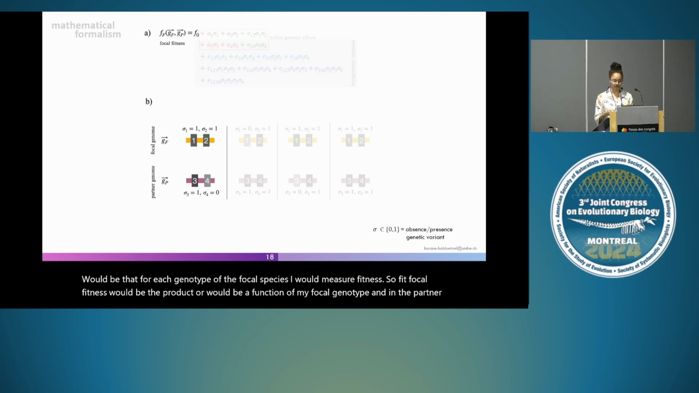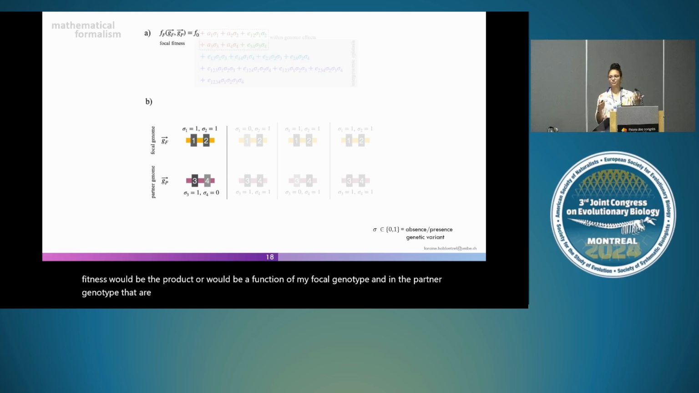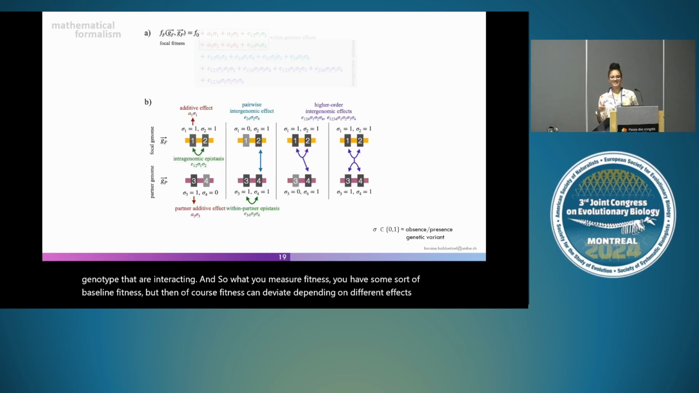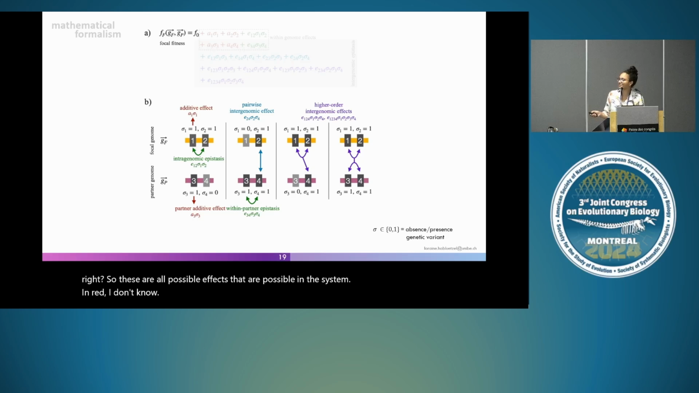genotype that are interacting. And so you'd measure fitness, you have some sort of baseline fitness, but then of course, fitness can deviate depending on different effects, right? So these are all possible effects that are possible in the system. In the red arrows, they show you the additive effects, meaning, okay, I now have a mutation, this changes fitness. But then we can also have interactions between different sites, right?